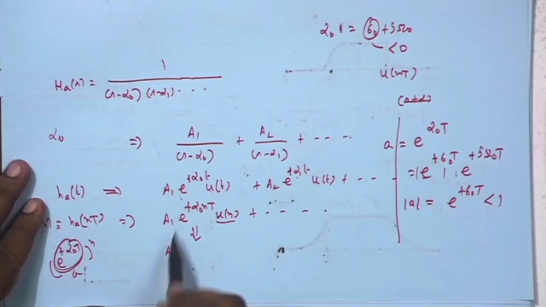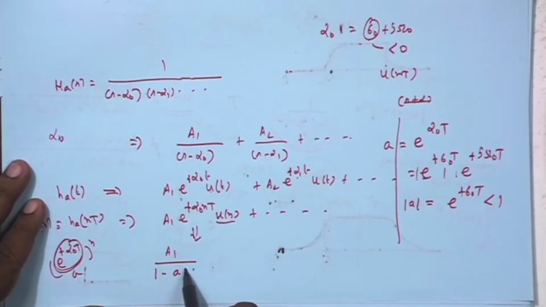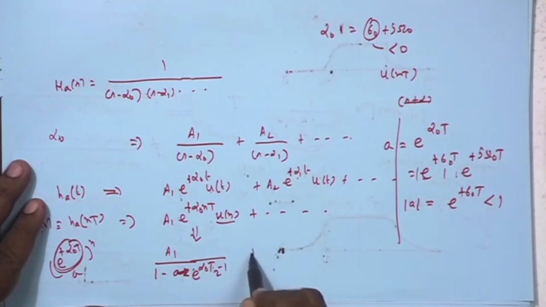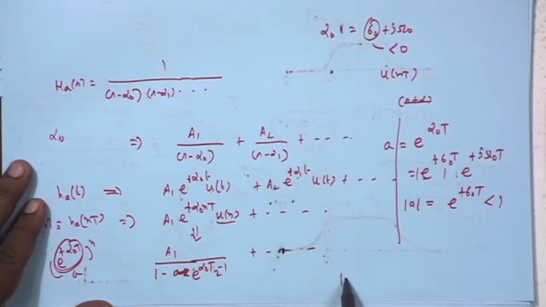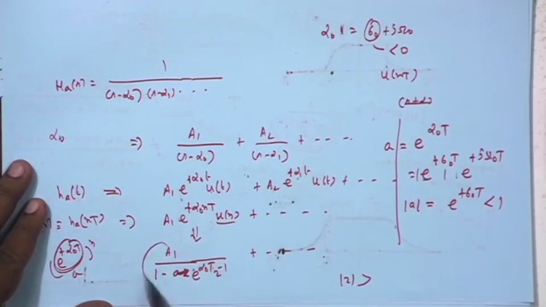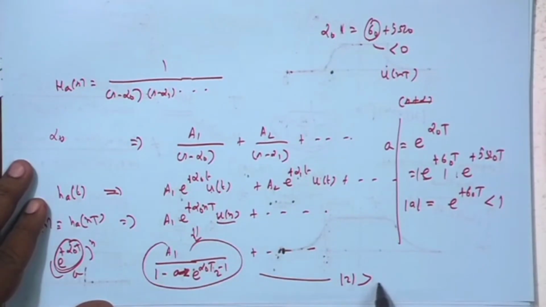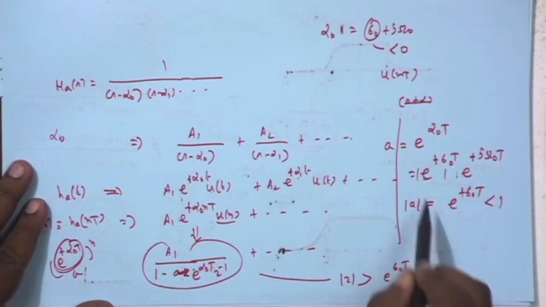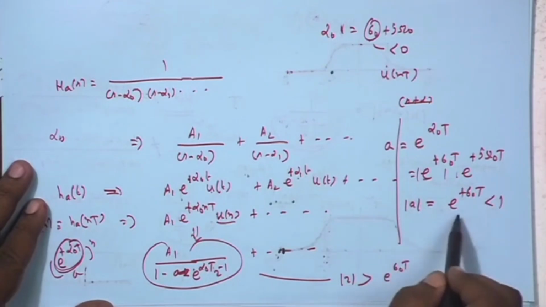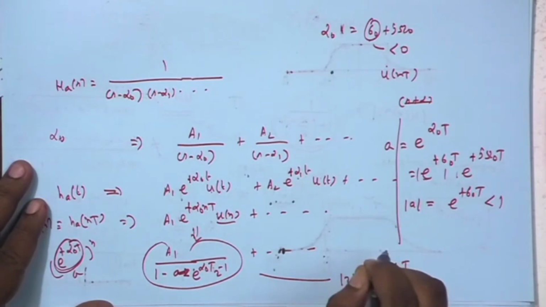That means if you take the Z transform, it will exist. It will be 1 by 1 minus A z inverse, where A is e to the power alpha 0 t, and the ROC for this part will be mod z greater than mod A, which is less than 1. So this will give rise to a pole at z equal to e to the power alpha 0 t, but e to the power alpha 0 t, which we call A, has magnitude less than 1. So it will give rise to a pole within the unit circle.